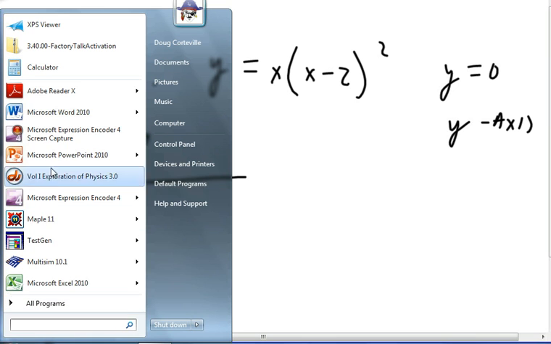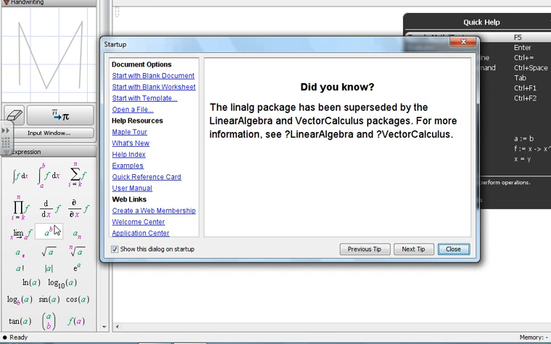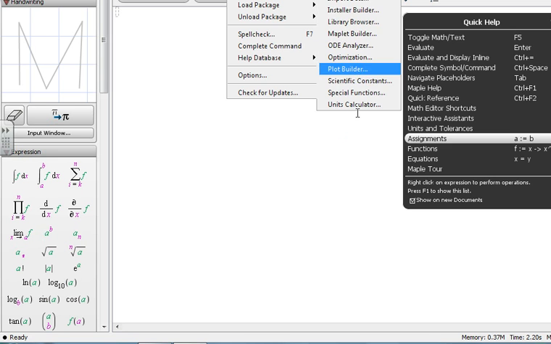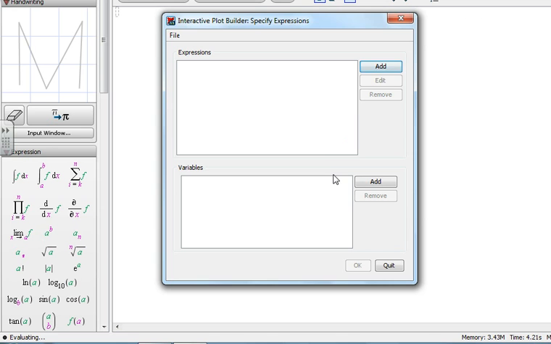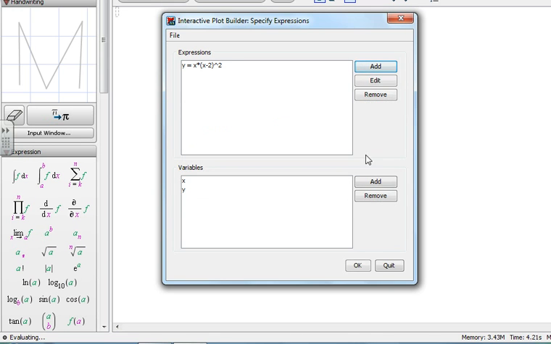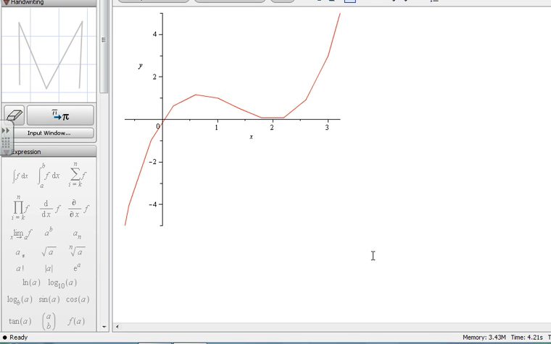Oh, yeah. Where's Maple? There's Maple. About time. Should have gotten here sooner. Graph Builder. Y equals x times x minus 2 squared. Okay, plot it. Okay, so that's what the curve looks like.